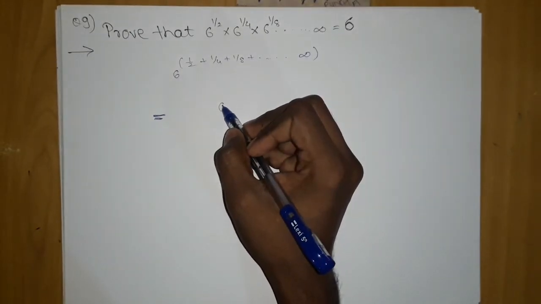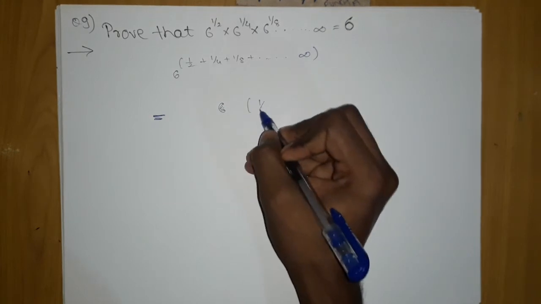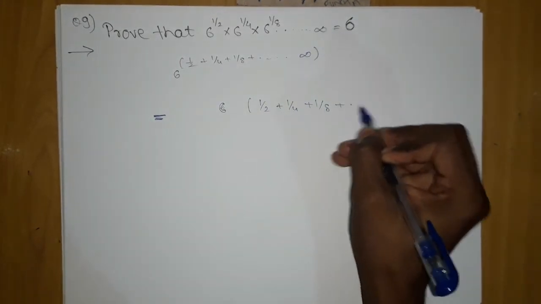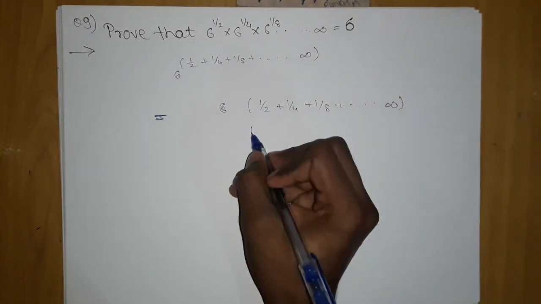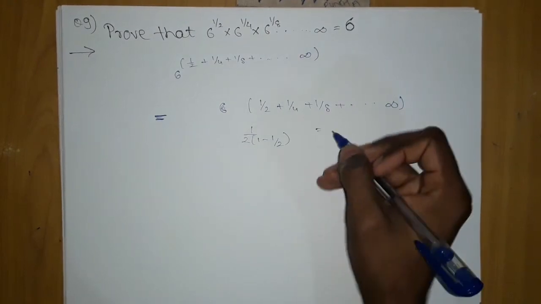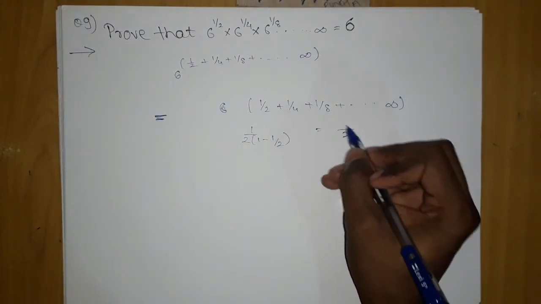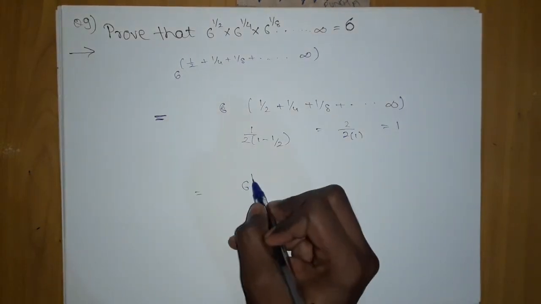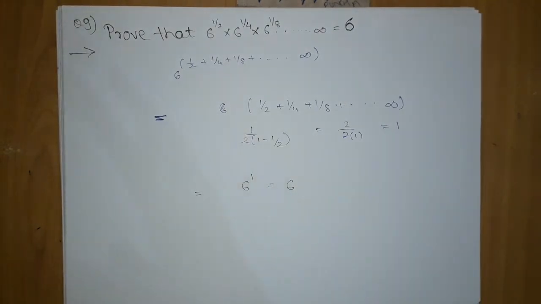So let's understand the sum separately: 1 by 2, 1 by 4, 1 by 8, and so on till infinity. The first term is 1 by 2, over 1 minus 1 by 2. This is nothing but 2 by 2 into 1. We are getting 1, so it is nothing but 6 power 1, which is nothing but 6. So hence we have proved this question.